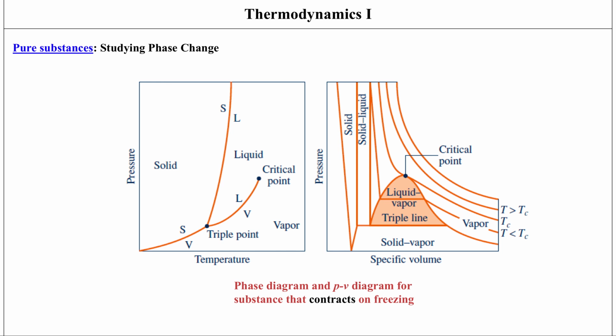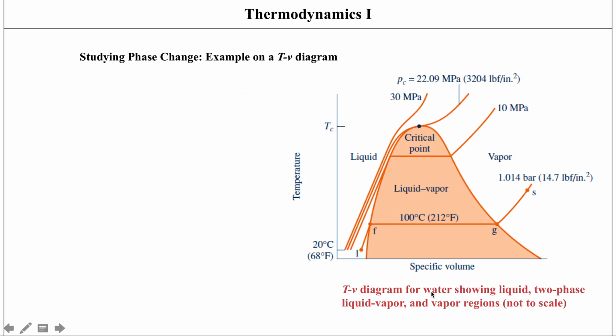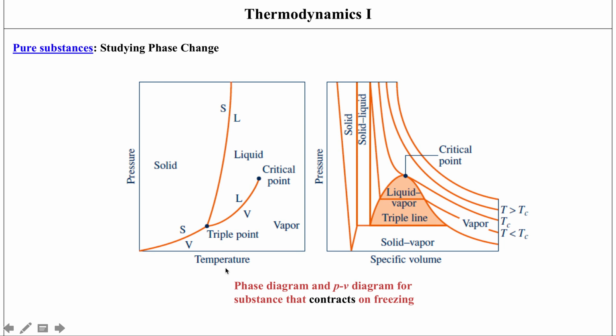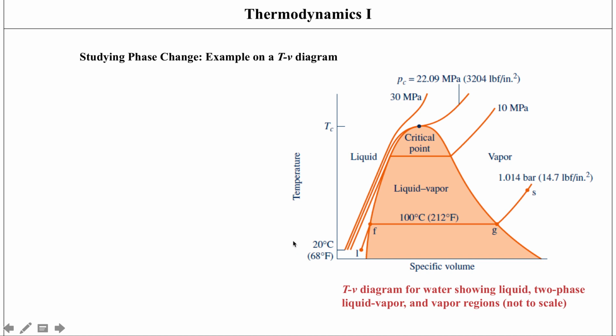So for each substance, you will have a varying diagram, but we usually constrain ourselves to talking about substances that expand on freezing, so that they would have similar PVT surfaces, and substances that contract on freezing, they would have similar surfaces. But when it comes to problem solving, we usually stray away from the phase diagram and the PV diagram, because what helps us more with our analysis is actually a TV diagram, a temperature specific volume diagram.